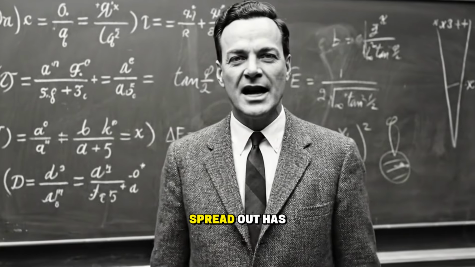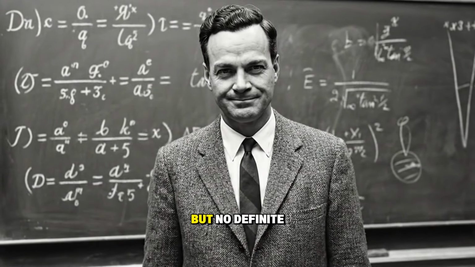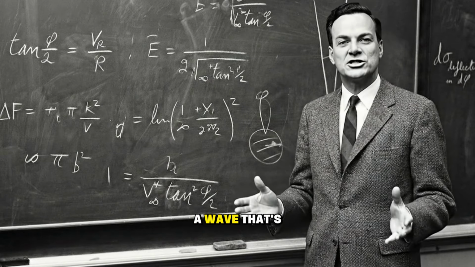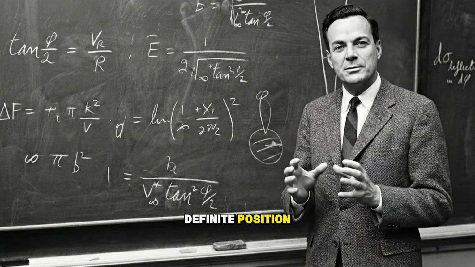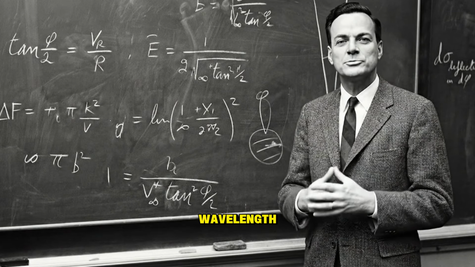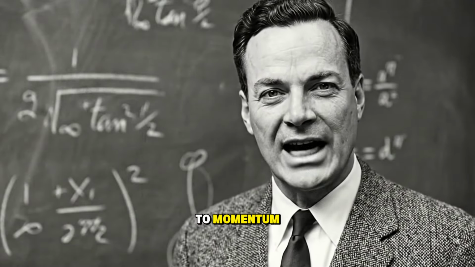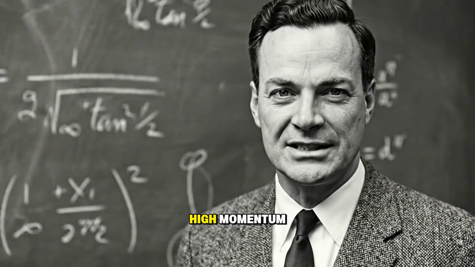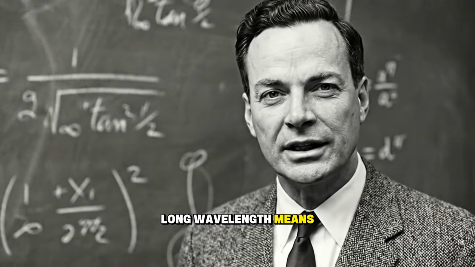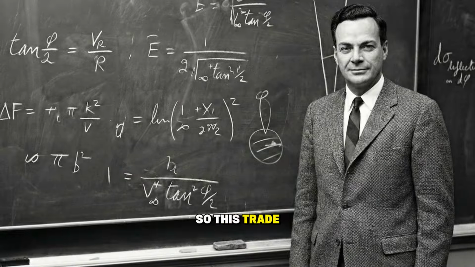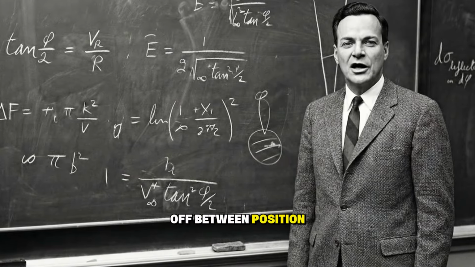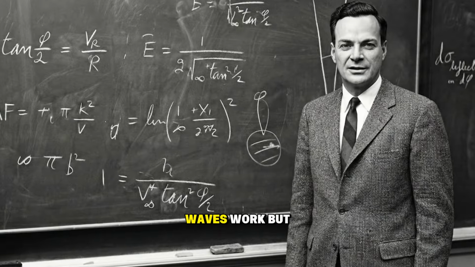A wave that's spread out has a definite wavelength but no definite position. A wave that's concentrated has a definite position but no definite wavelength. And in quantum mechanics, wavelength is connected to momentum. Short wavelength means high momentum. Long wavelength means low momentum. So this trade-off becomes a trade-off between position and momentum. It's just how waves work.